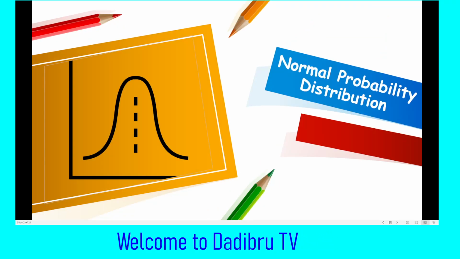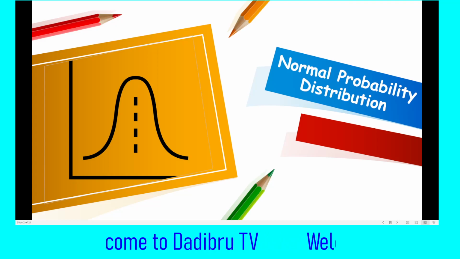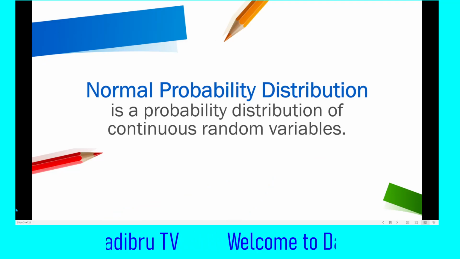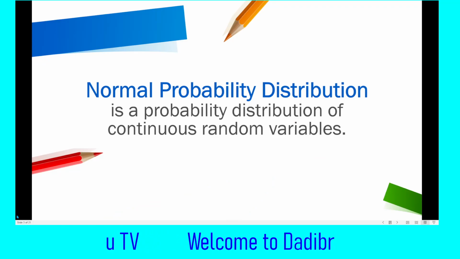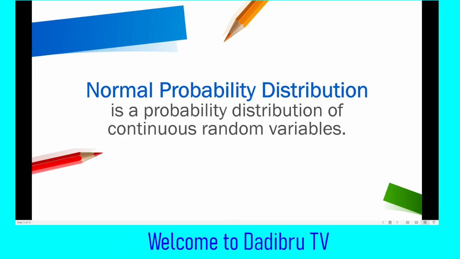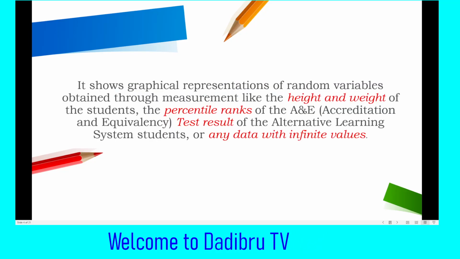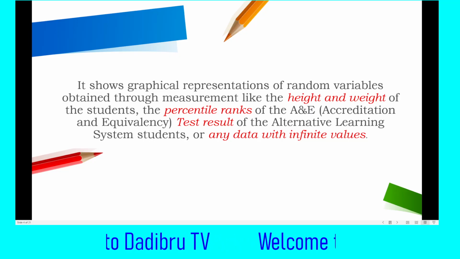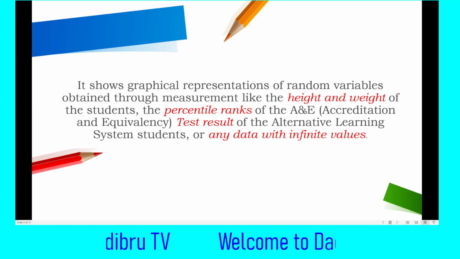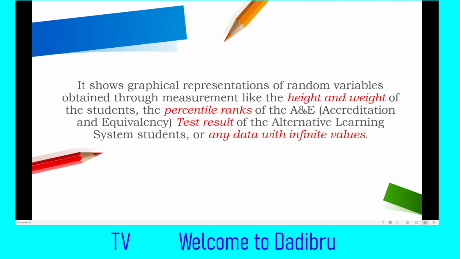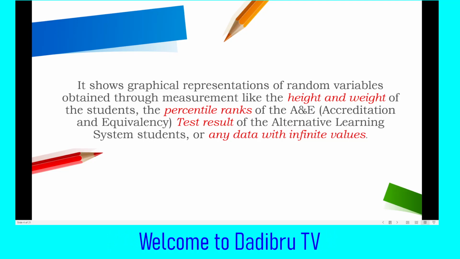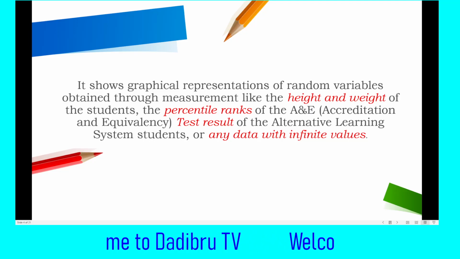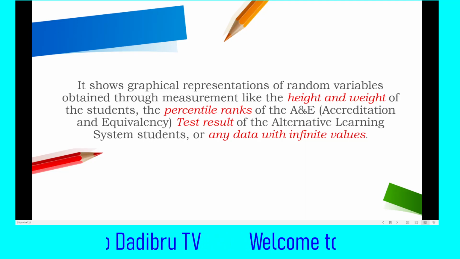So for today's lesson, we will discuss normal probability distribution. A normal probability distribution is a probability distribution of continuous random variables. It shows graphical representations of random variables obtained through measurement, like the height and weight of students, the percentile ranks of the ANE test result of the Alternative Learning System students, or any data with infinite values.